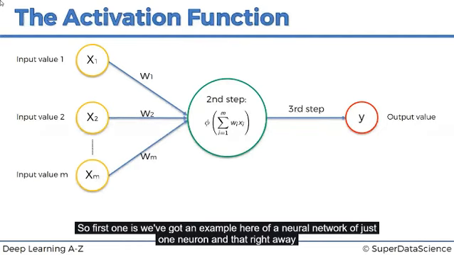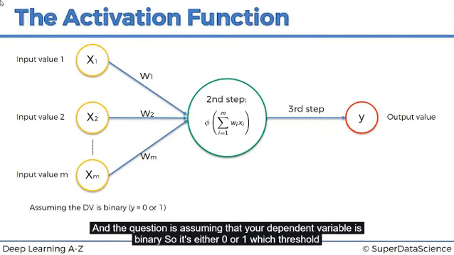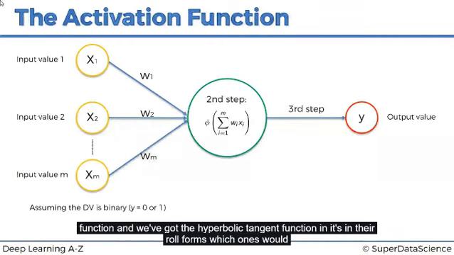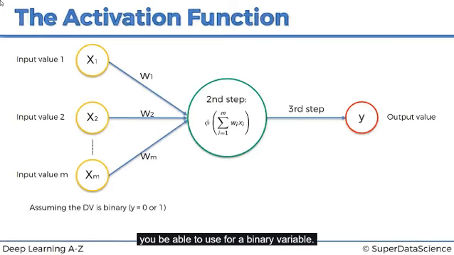So the first one is, we've got an example here of a neural network with just one neuron and then right away the output layer. And the question is, assuming that your dependent variable is binary, so it's either 0 or 1, which threshold function would you use? Out of the ones that we've discussed, we have the threshold function, the sigmoid function, the rectifier function, and the hyperbolic tangent function. In their raw forms, which ones would you be able to use for a binary variable?